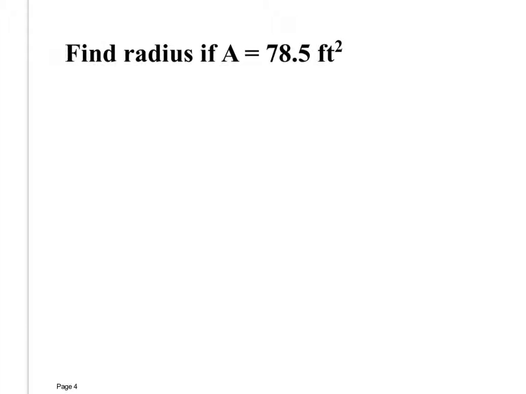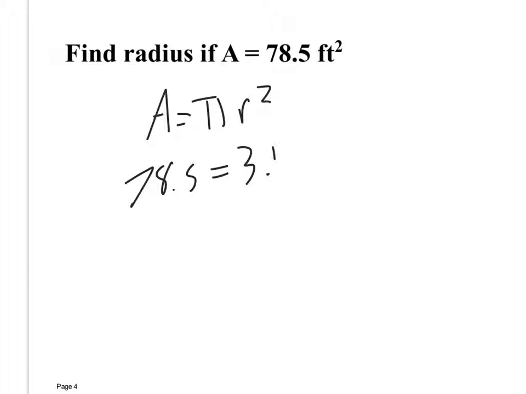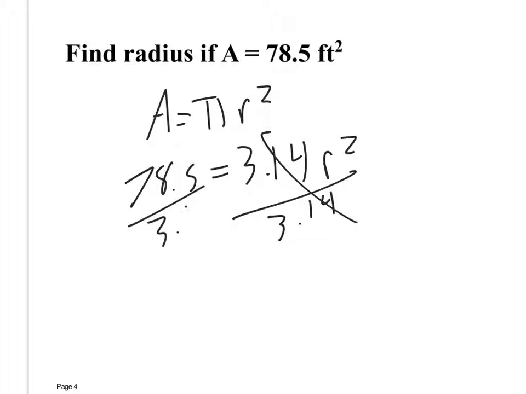All right, we need to find radius. We need to find r if area A is equal to 78.5 feet squared. So given me area, I need to find radius. So first thing to do is write out my formula for area. It's pi r squared. Then plug in what you know. Area is 78.5. Pi is 3.14. I need to find r squared. So I divide by 3.14 on both sides because I need to get r squared by itself. I'm multiplying it, so I divide it. 78.5 divided by 3.14 comes out to be 25. Now I've got r squared.